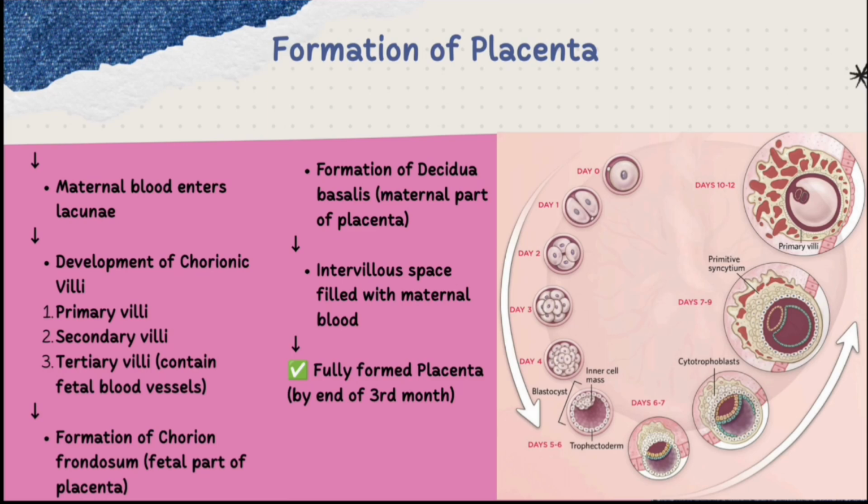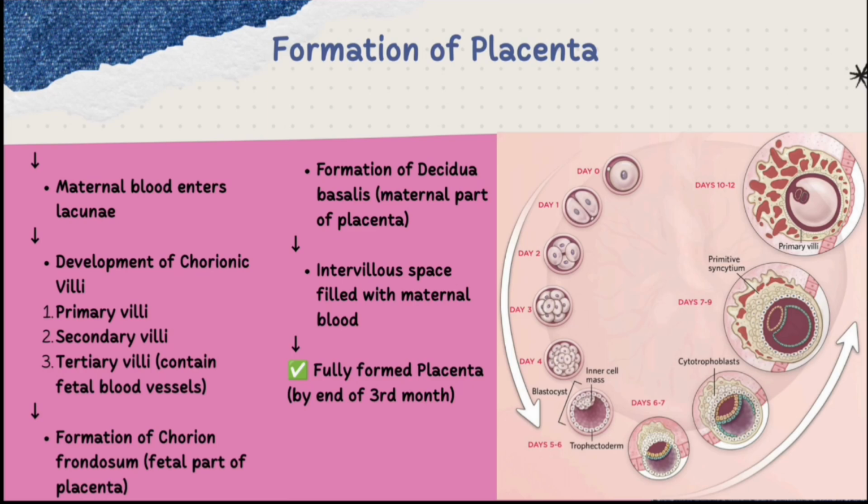Formation of the chorion frondosum also happens next. That is the fetal part of the placenta. Then the formation of the decidua basalis, which is the maternal part. Then the intervillous space is filled with the maternal blood, whereas inside the villi we have the fetal blood. Like that only the exchange will happen, and the full placenta is formed by the end of the third month. So this is the chart for that.